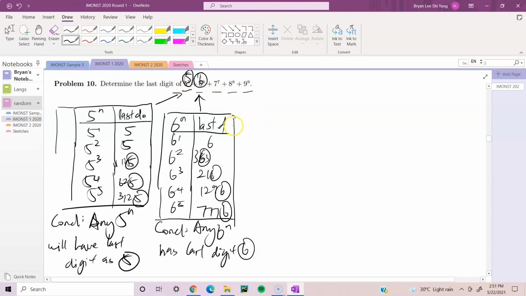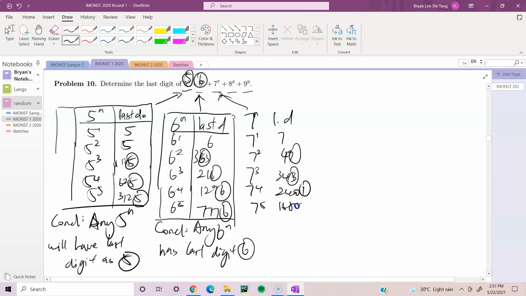And then for 7 to the power of 7, let's take a look at this one. So 7 to the power of n, then the last digit. For 7 to the power of 1, it's 7. 7 squared is 49, it's 9. 7 cubed is 343, it's 3. Then 7 to the power of 4 is 2401, it's 1. 7 to the power of 5 is 16807, it's 7.